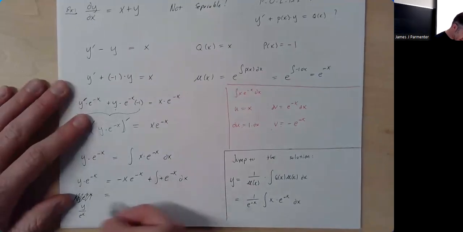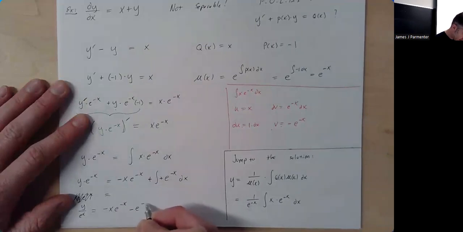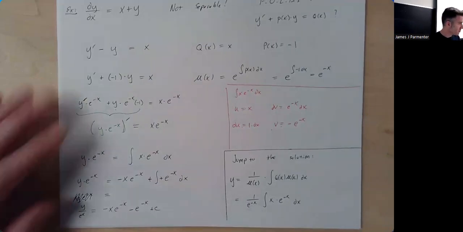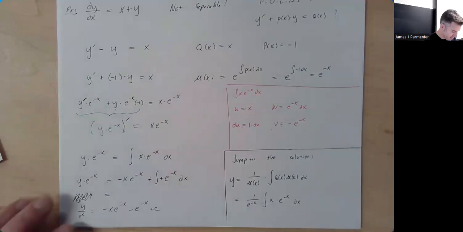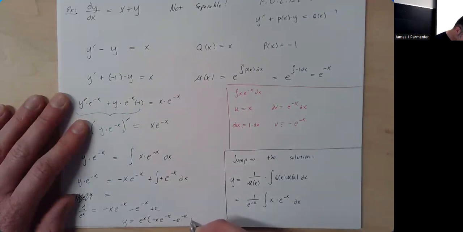But doing this, I'm going to get y divided by e to the x equal to negative x e to the negative x minus e to the negative x plus c. And then when I multiply everything by e to the x, I'm going to get y equal to e to the x times negative x e to the negative x minus e to the negative x plus c.